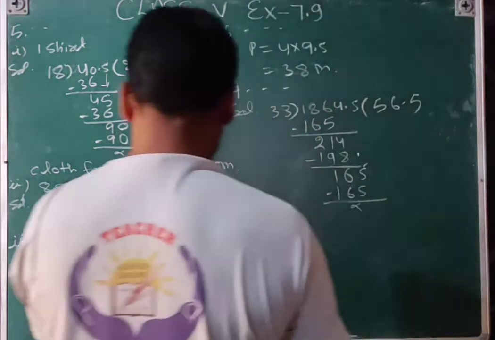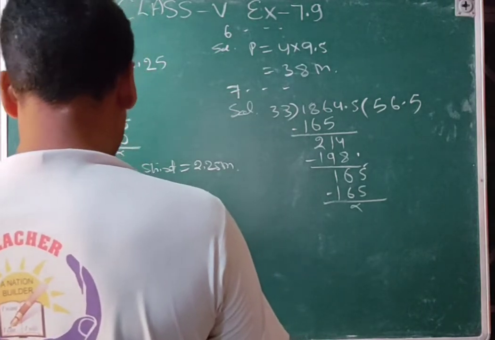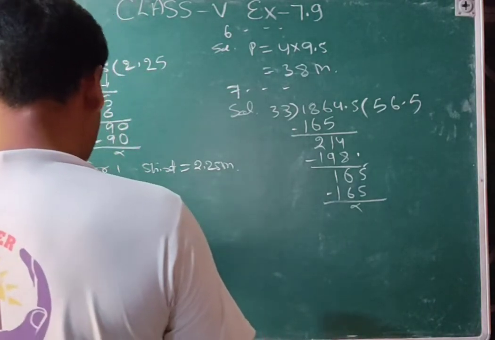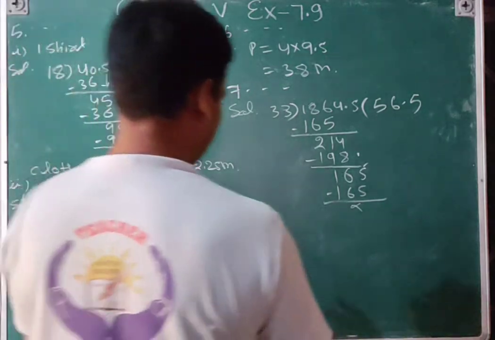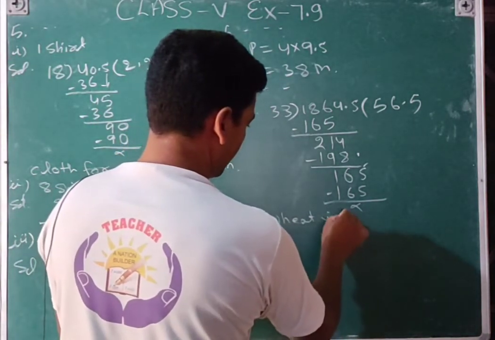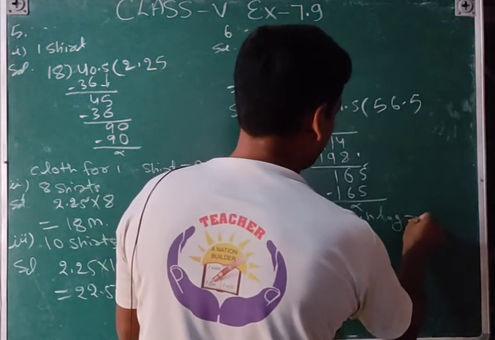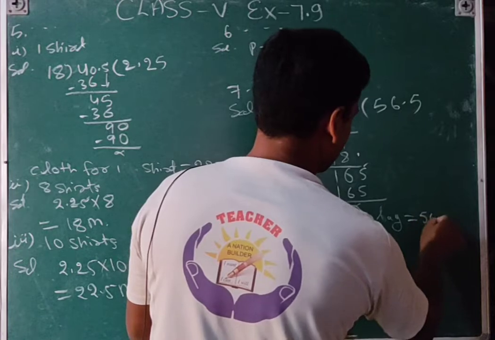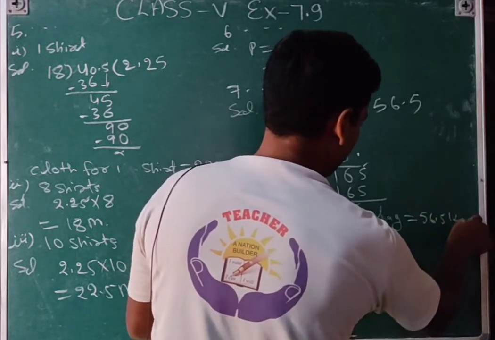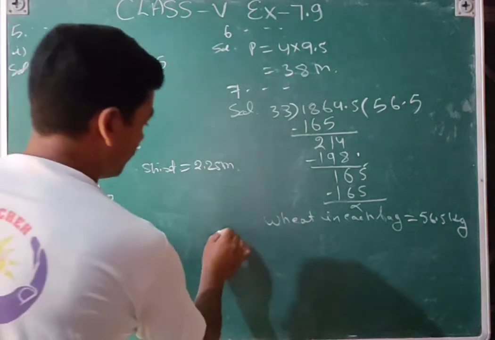So the wheat in each bag is equal to 56.5 kg.